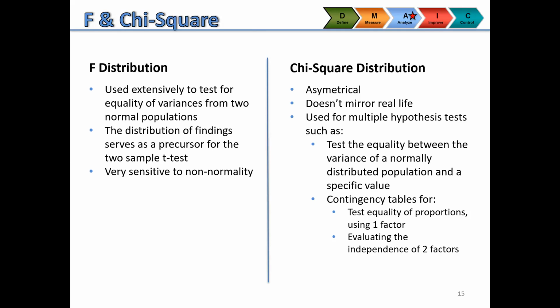And the chi-square, it doesn't mirror real life. It's used for multiple hypothesis tests, like testing the equality between the variance of a normally distributed population and a specific value. Testing the equality of proportions, things like that. An example, let's see.